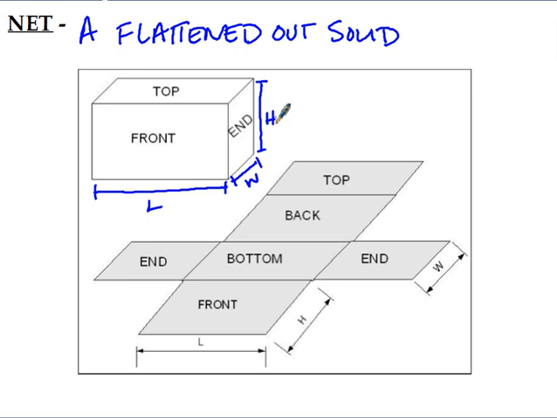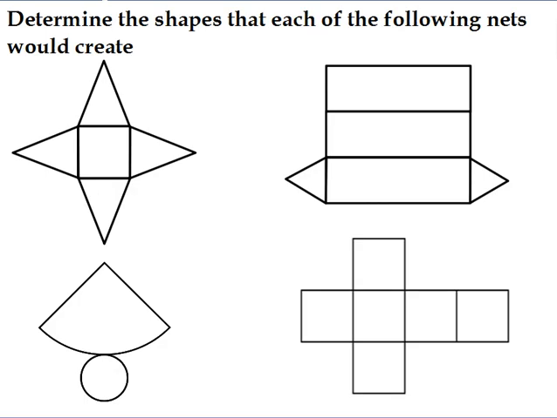This would be the bottom here. And then the back would fold up, the front would fold up, the top, and the ends. That's just called the net. So this part here, that is called the net of the solid. And nets are going to look all different depending on what the shape is. So let's try to think of what these would make if I were to fold them back up.